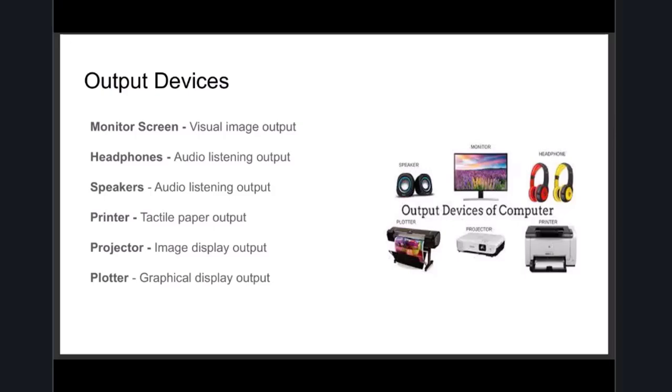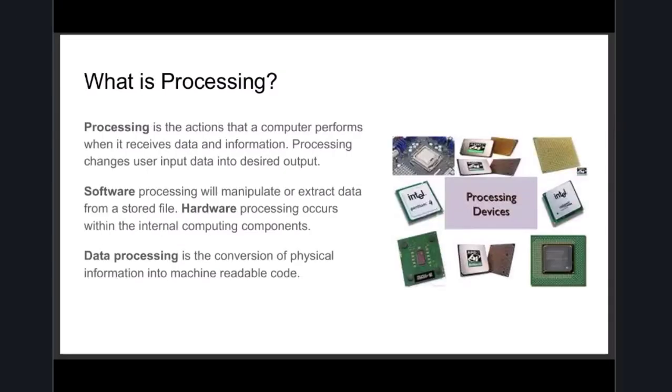Now we're going to discuss processing. Processing will be all of the actions and the steps that a computer does to change input into output data. One way we can do processing is through software. Software is where we can manipulate or extract data from a stored file. This allows a user to change stored information into a new format. We also have hardware processing. Hardware processing is when we use any type of internal computer component to change input into output.